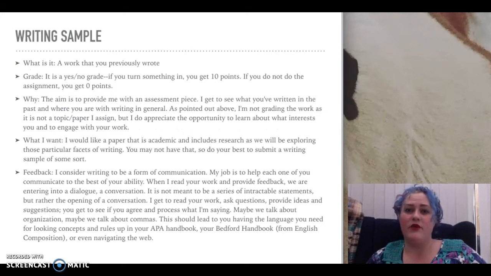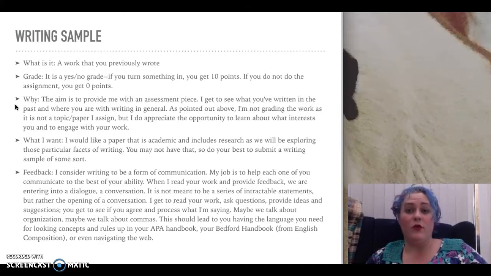Next, your writing sample. This isn't about getting a grade that is in a particular range. It's a 0 for not turning it in and a 10 if you give me something. So why, if it's sort of a yes or no, do I need it? The aim is to give me an opportunity to assess where you are and what sort of approaches you're taking and what level you're coming in at.